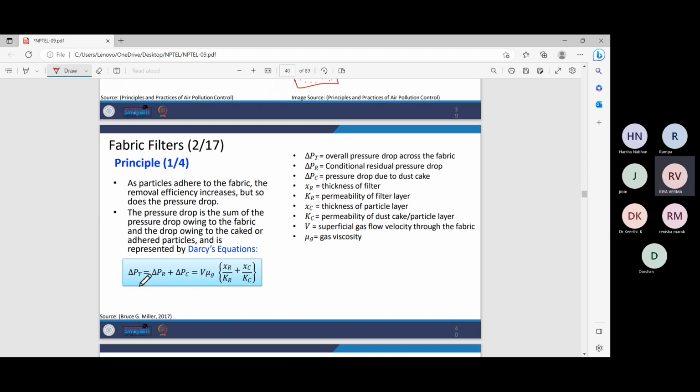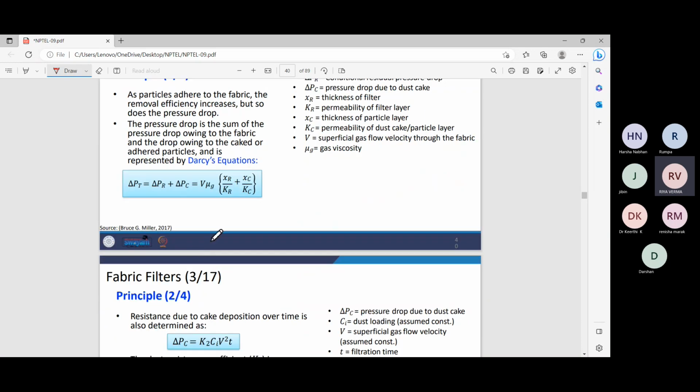So this is your total pressure drop in the fabric filter, which is the summation of the pressure drop due to the fabric and also the pressure drop due to the caked or adhered particles. And this is given by this equation. Here XR is the thickness of the filter, XC is the thickness of the particle layer, KR and KC are the permeabilities of the filter and particle layer, Mu G is your gas viscosity, and V is the gas flow velocity through the fabric. So this is your pressure drop equation.